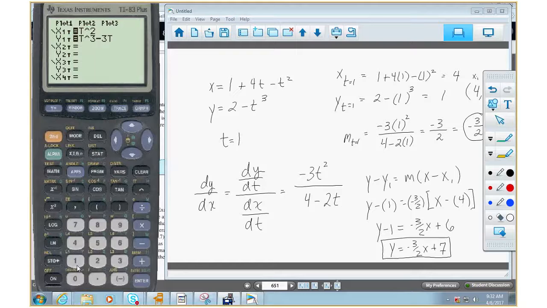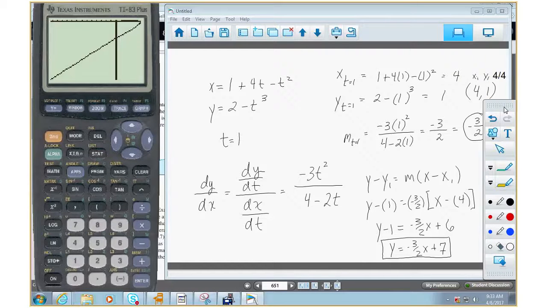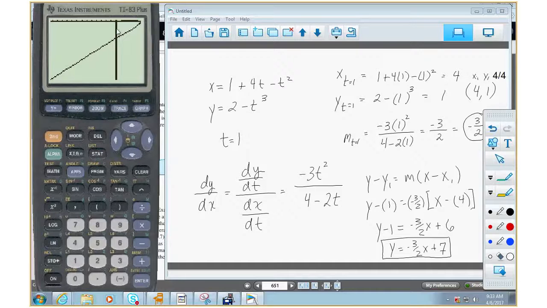So we're going to type in 1 plus 4t minus t squared, and 2 minus t cubed. And graph. And I'm going to blow that up, zoom, 0. And what is our point? 4, 1. Four, 1 should be up in here. It's right in there, probably where it starts.